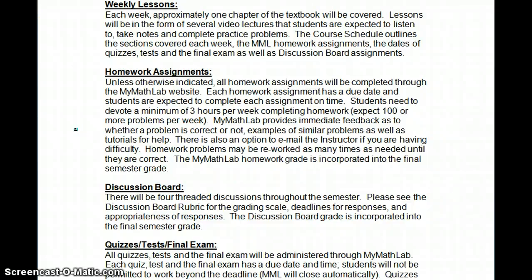Now, as I've mentioned, your homework assignments are going to be located in this My Math Lab program that I keep mentioning. And it is a website that you'll have to get access to. You should expect that you're going to have about 100 or more problems per week. If we're doing a chapter a week, you're going to be doing about 20 problems per section. You're going to have to make time for this class and budget your time to make sure that you are completing everything by the end of the week.